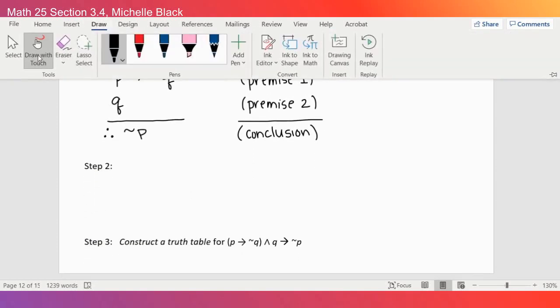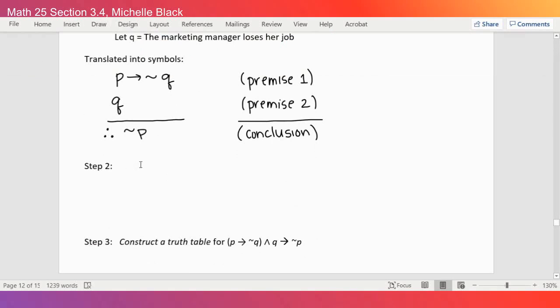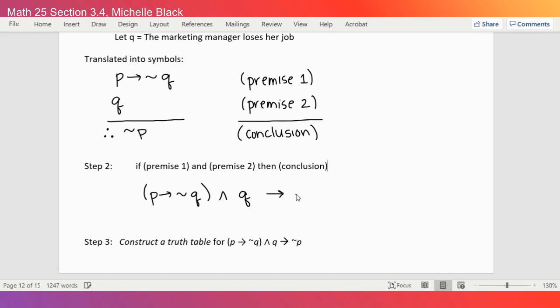So step 2: I want to write this as a conditional and a conjunction. It basically says if premise 1 and premise 2, then conclusion. In symbols, this would look like premise 1 and premise 2, then conclusion.